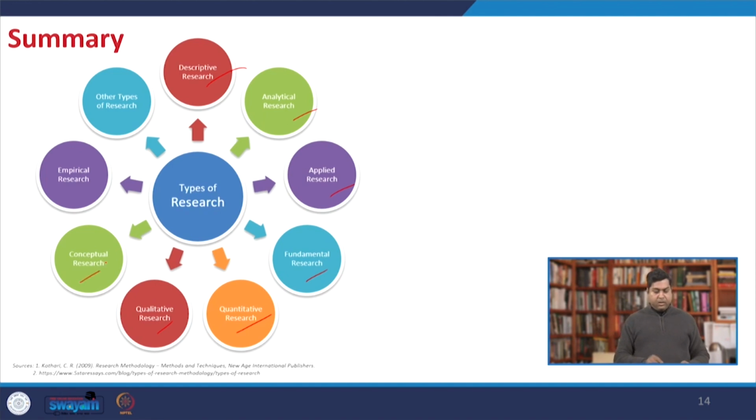ethnographic research, etc. Conceptual is where we develop a conceptual model to solve a problem. Then empirical is much more on the numerical side, which can be quantified, which may be qualitative in nature or maybe mixed method. And other types like policy oriented, action oriented, and exploring new ideas, like exploratory research.